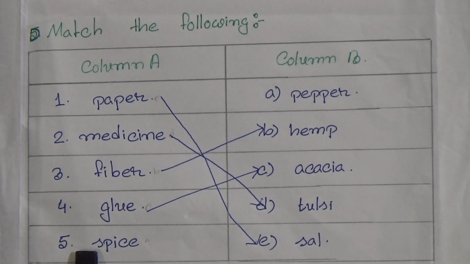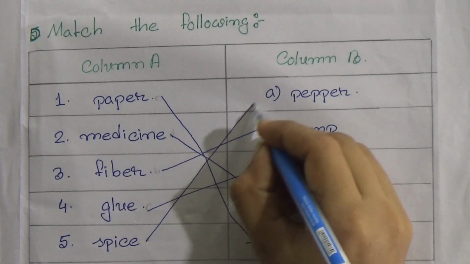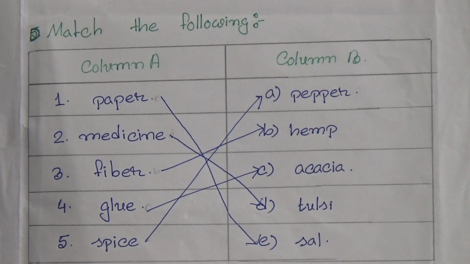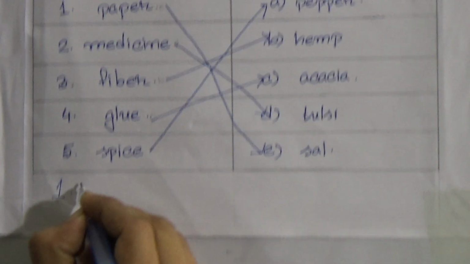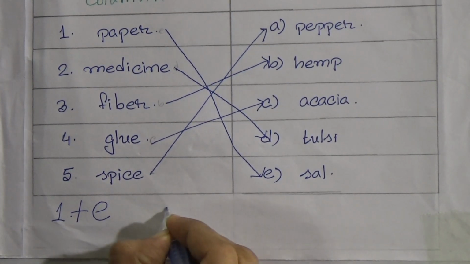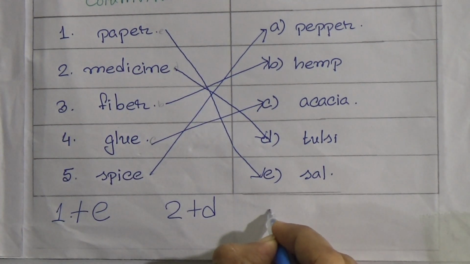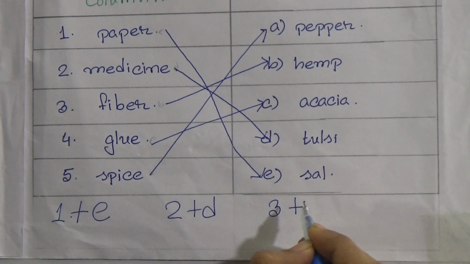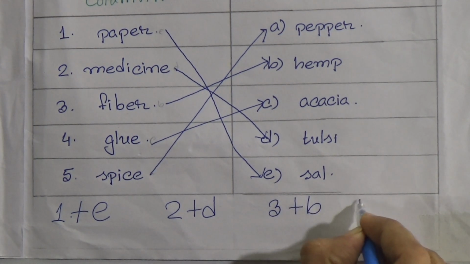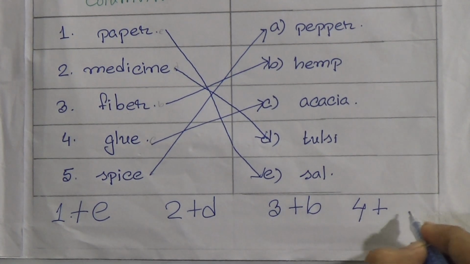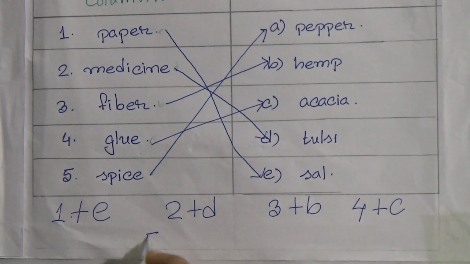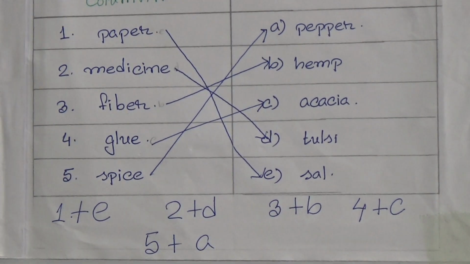Number 5, spices. Pepper is one kind of spices. So, we match it 5 plus A. So, one answer is 1 plus E. 2 is 2 plus D, medicine, tulsi. 3 is 3 plus B, hemp. 4 is 4 plus C, acacia, and 5 plus A, spices, pepper. Now, we learn word meaning from this chapter.